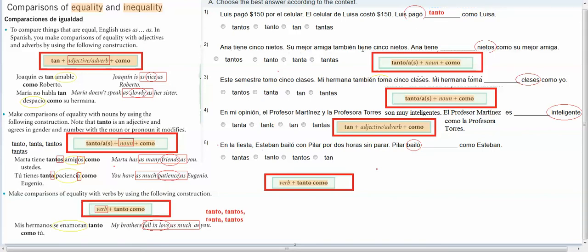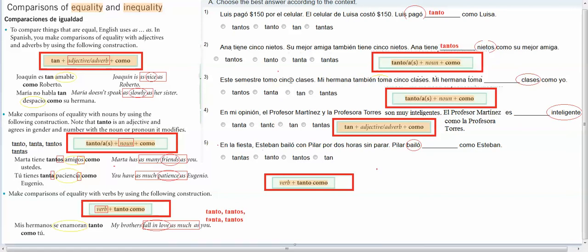Ana tiene 5 nietos. Su mejor amiga también tiene 5 nietos. Ana tiene blank nietos como su mejor amiga. What we're comparing, Ana's got 5 grandchildren. Her best friend's got 5 grandchildren. We're comparing the amount of grandchildren they have. That's a noun. So you need tanto como, and we want our tanto to match nietos, so it would be tantos. Ana tiene tantos nietos como su mejor amiga.